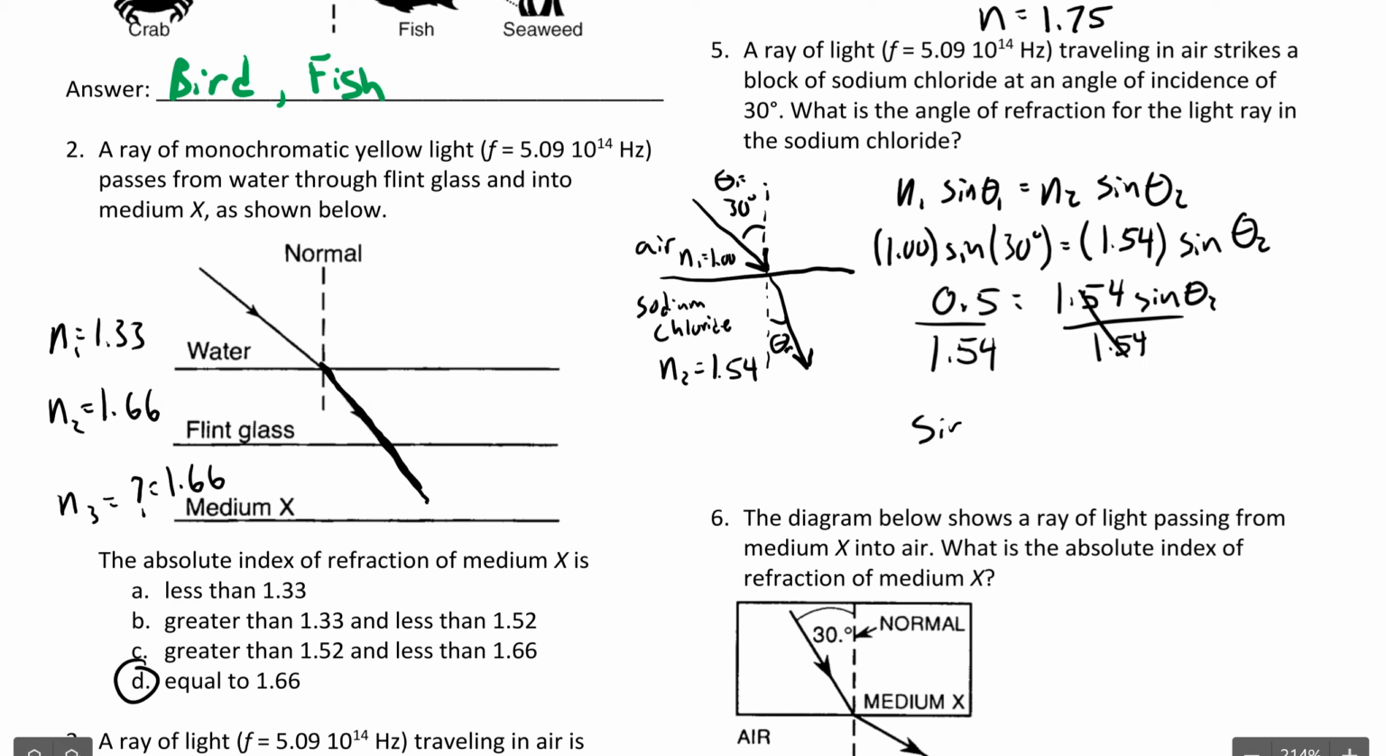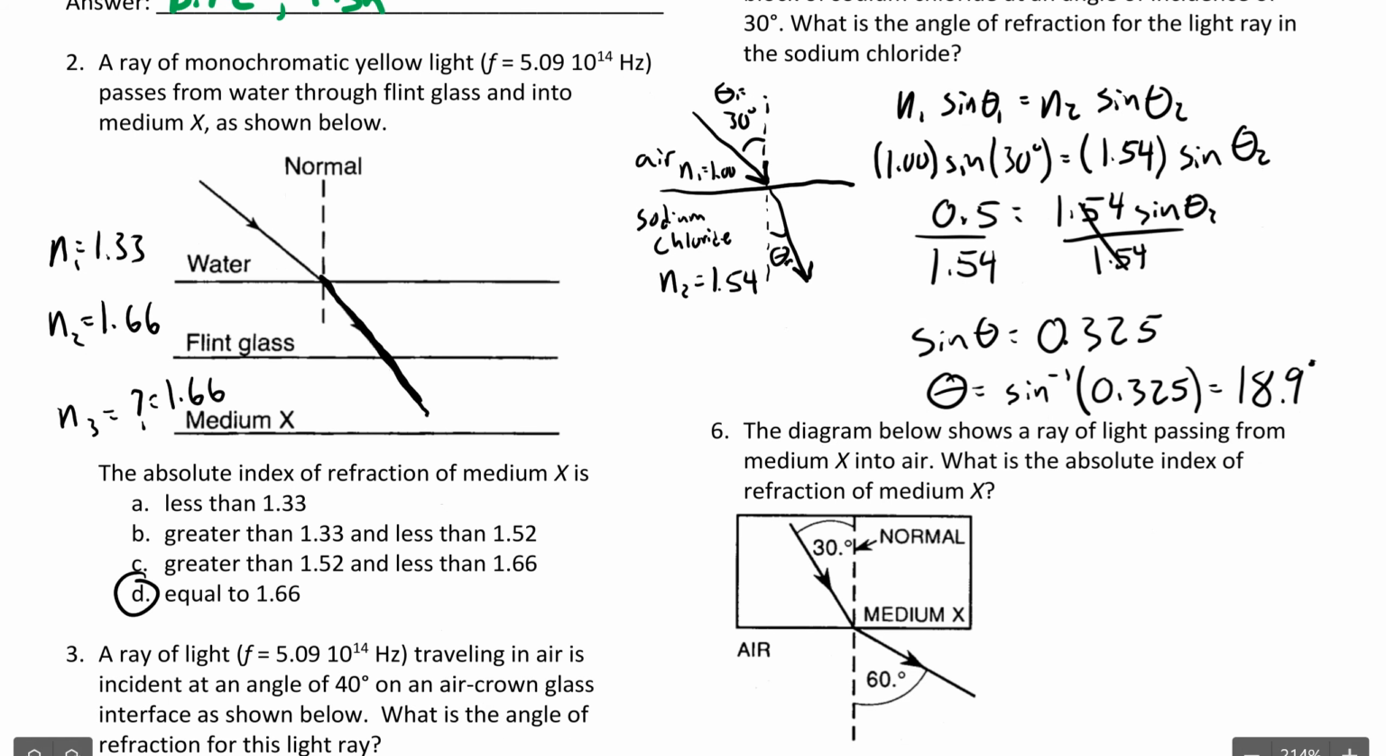You get sine theta is equal to a weird decimal, 0.325 if you round it. Don't round it when you do this last step. So you're going to do the inverse sine, second sine, second answer, to get that big long decimal in there. And that's going to be equal to about 18.9 degrees. You could round it to 19 if you want when we're talking degrees.